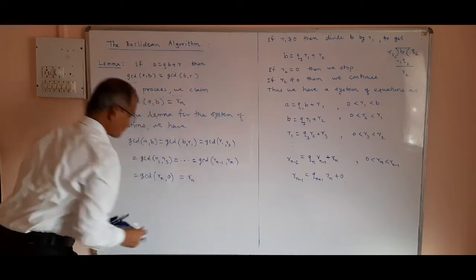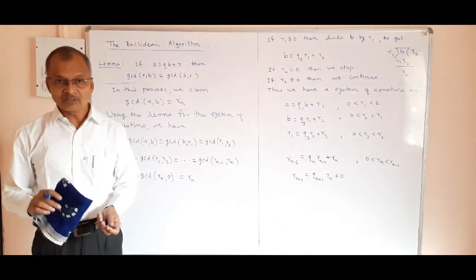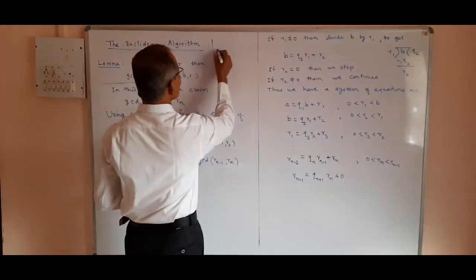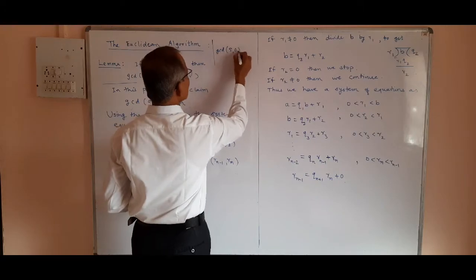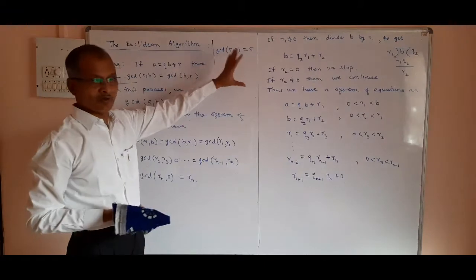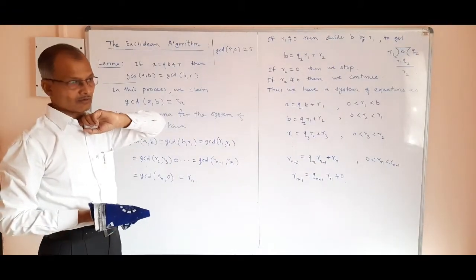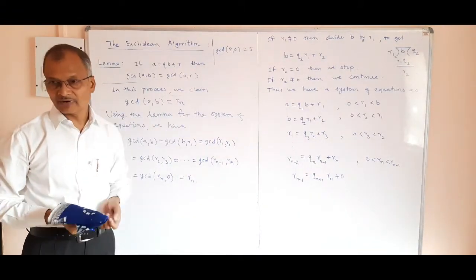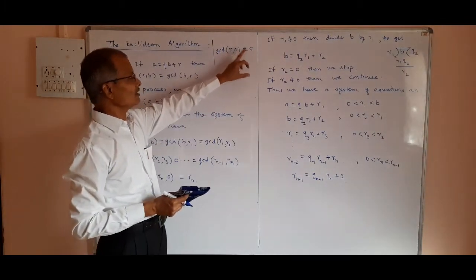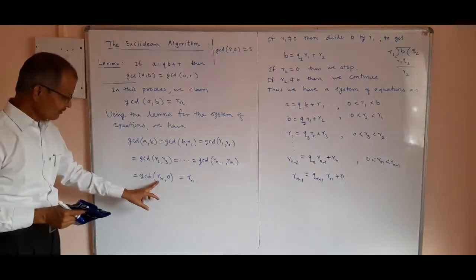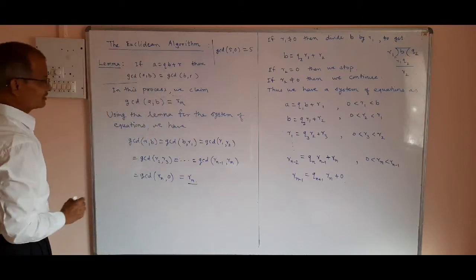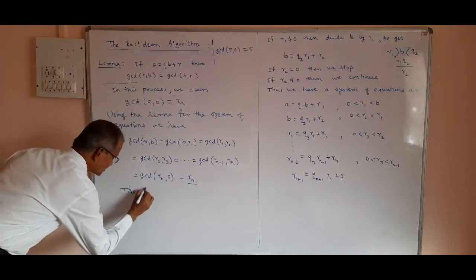And what is GCD of Rn and 0? That is Rn. GCD of any non-zero integer with 0 is always the non-zero integer. For example, GCD of 5 and 0 is 5, because 5 divides 5 and 5 divides 0. Every integer divides 0; 0 could not divide any integer, but every integer divides 0. Therefore GCD of any integer and 0 is the non-zero integer. Similarly, GCD of Rn and 0 is Rn, and thus the last non-zero remainder is the GCD.